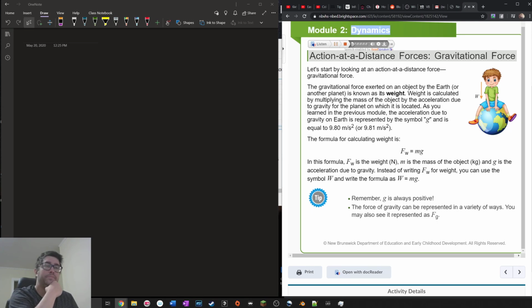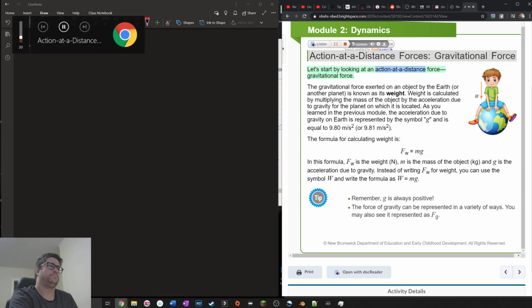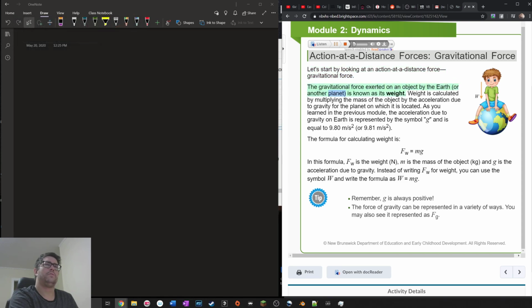Dynamics. Action at a distance forces. Gravitational force. Let's start by looking at an action at a distance force, gravitational force. The gravitational force exerted on an object by the Earth, or another planet, is known as its weight. Weight is calculated by multiplying the mass of the object by the acceleration due to gravity for the planet on which it is located. As you learned in the previous module, the acceleration due to gravity on Earth is represented by the symbol g and is equal to 9.80 m/s², or 9.81 m/s².